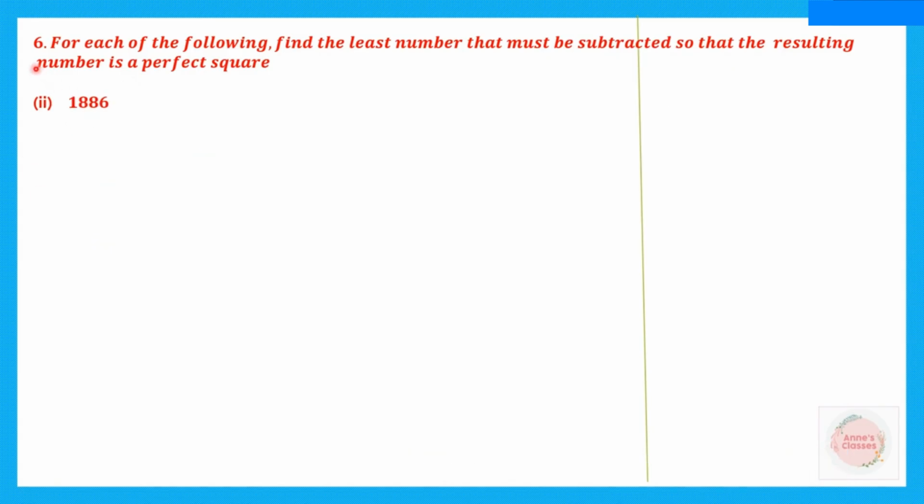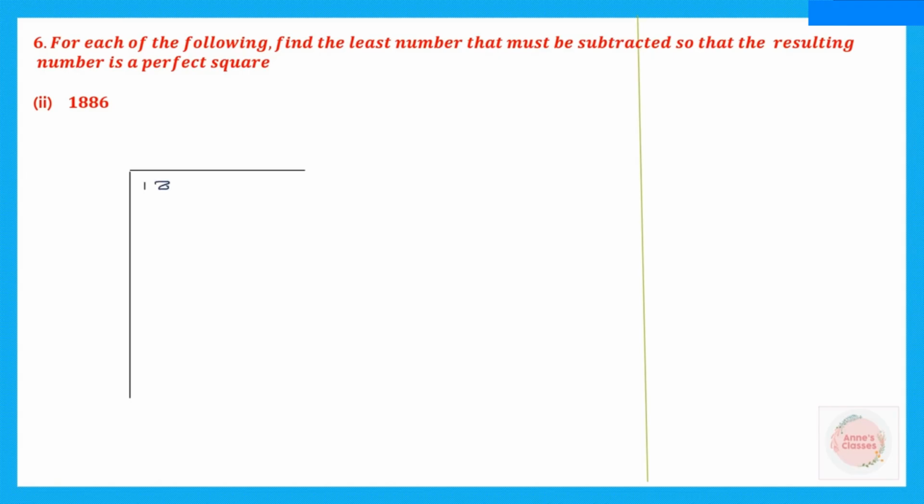The second question under question 6. So here also we have to find the least number that must be subtracted. So from this, which is the number that we should subtract to make this a perfect square? Right now it is not a perfect square. So now let's find the square root of this number by the division method.